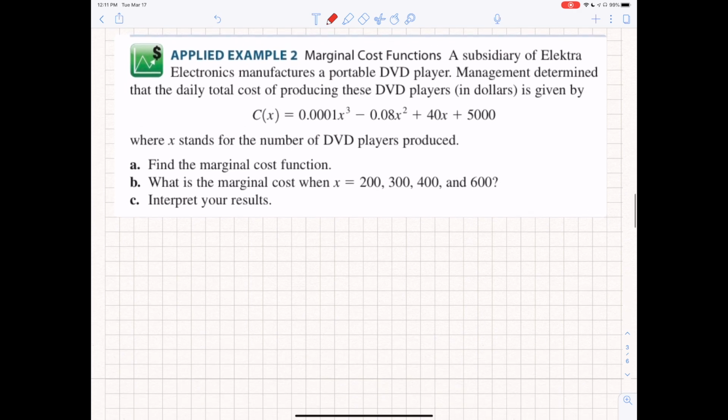Okay, so here's another example for you to attempt with the new terms and definitions we have. Go ahead and pause the video and attempt this problem, and then I will go through and work on the solutions.